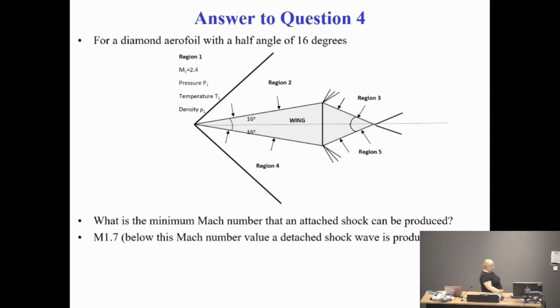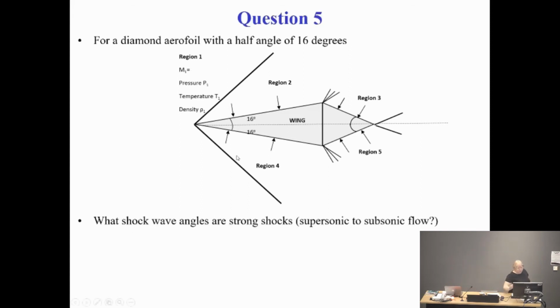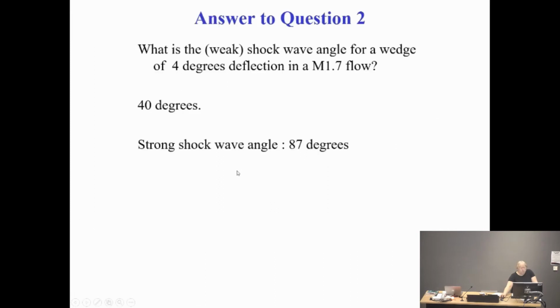Right. So, we've got a diamond aerofoil. It's got a half angle of 16 degrees. Tell me about the strong shocks on this, that go from supersonic to subsonic. 16 degrees, work your way up. Let's see, 16 degrees, now where are you going to? So, what does the question actually mean?